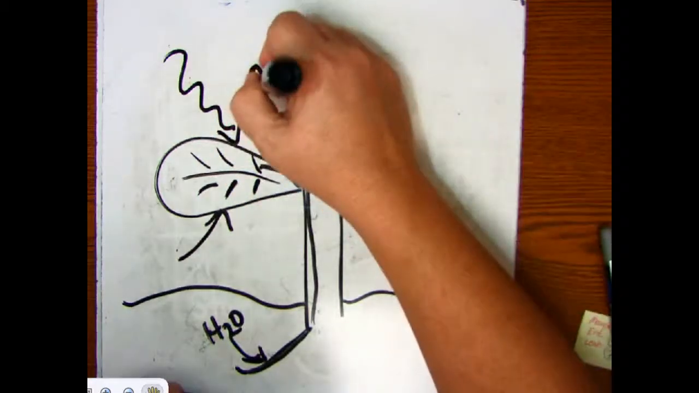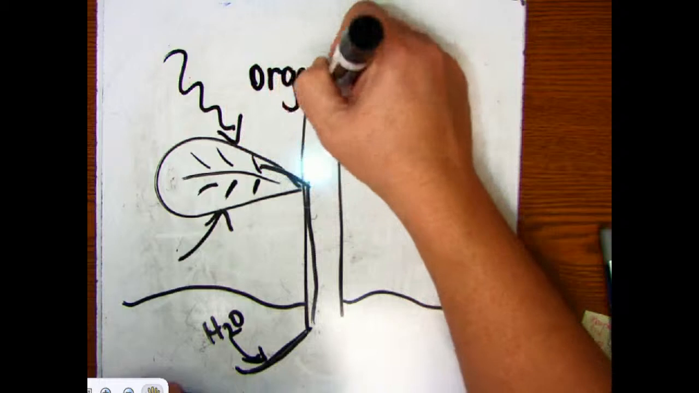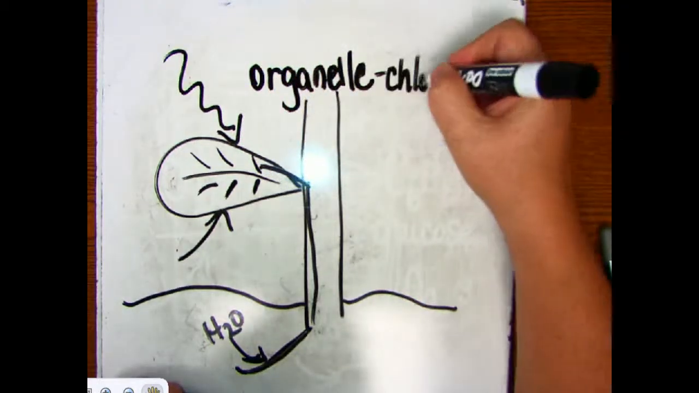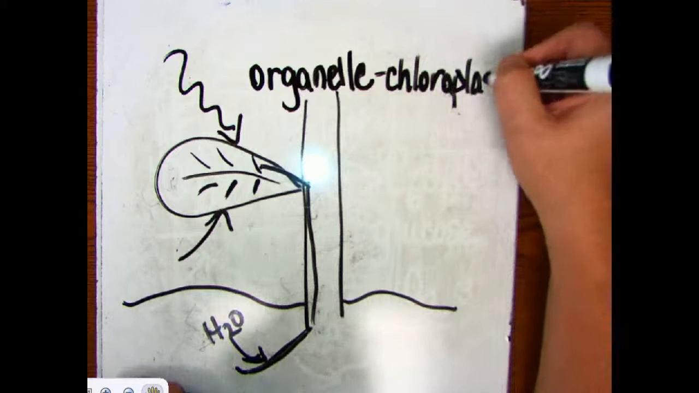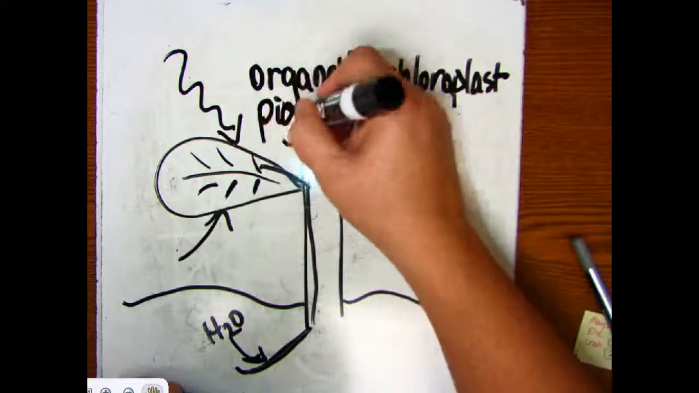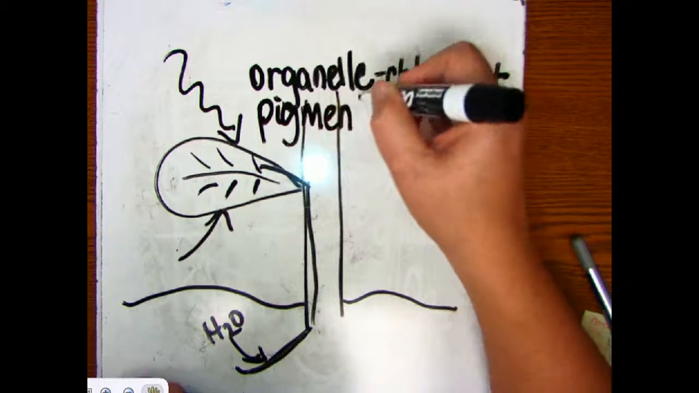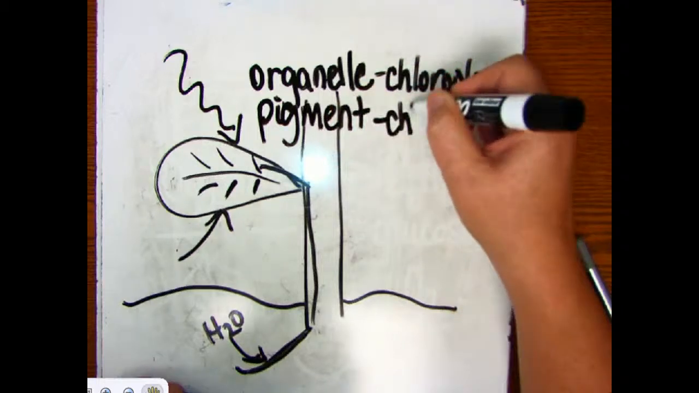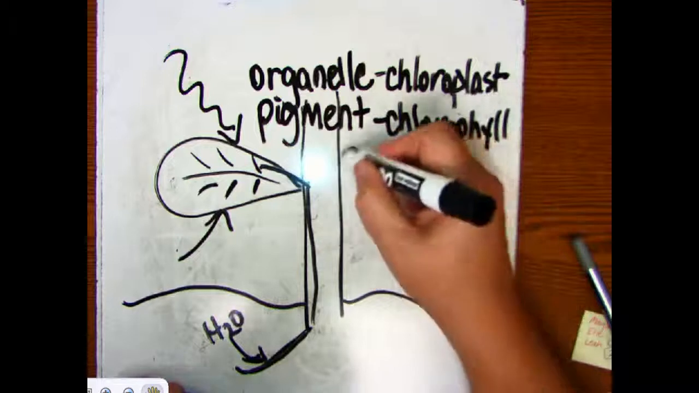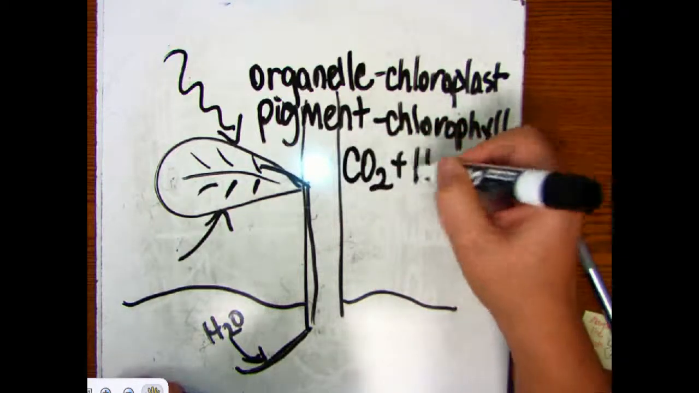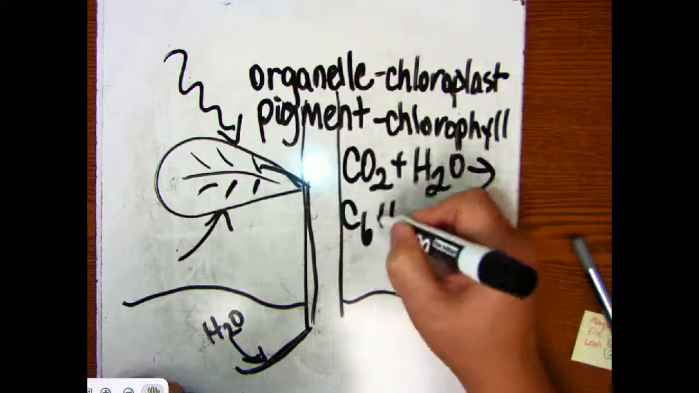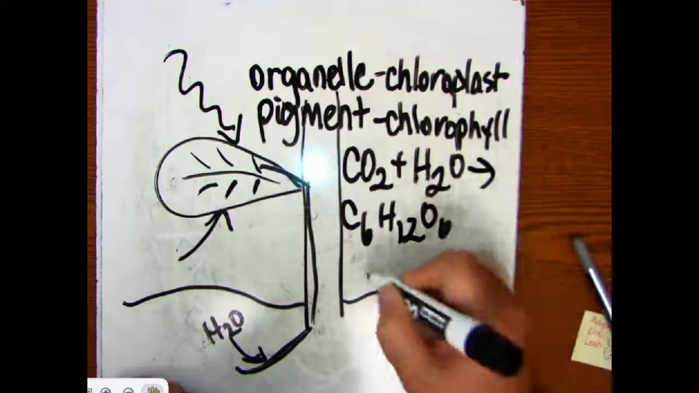Okay, so the organelle, or part of the cell where it takes place, is the chloroplasts. The pigment that captures the sun's light is chlorophyll. The reactants are carbon dioxide and water, and the products are glucose and oxygen.